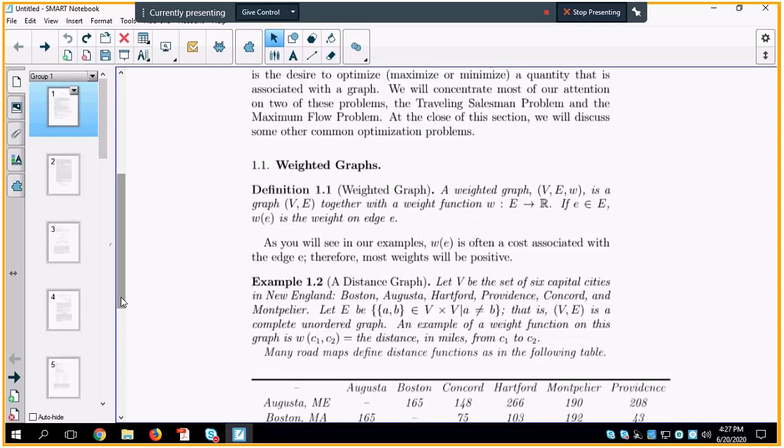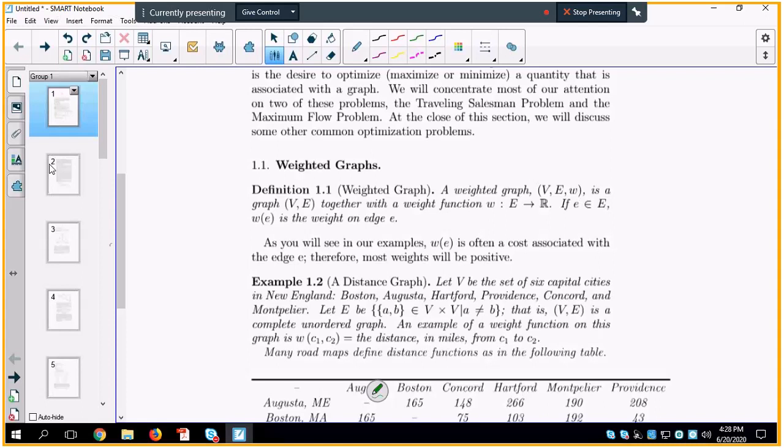So first we need the definition of a weighted graph. Remember, we usually denote a graph with a vertex set V and an edge set E. Now we also have a weight function, small w. So a weighted graph will have a vertex set V, an edge set E, and a weight function. The weight function will be from the edge set to the real numbers.